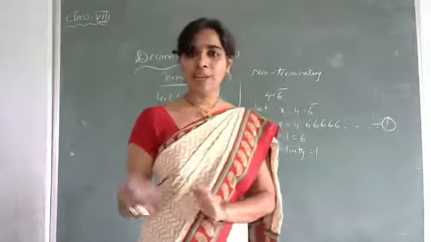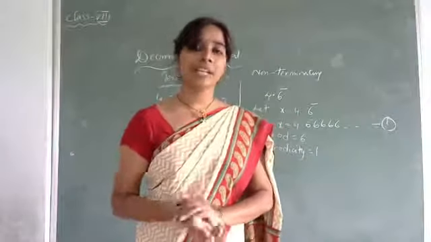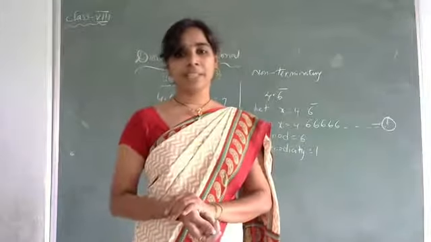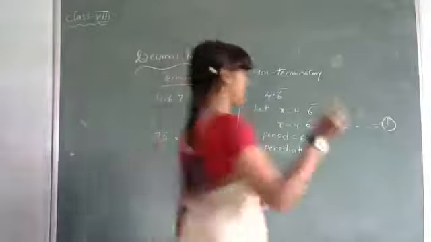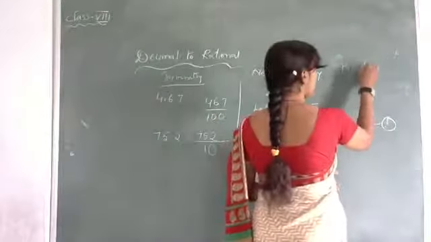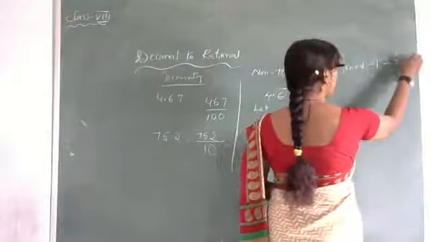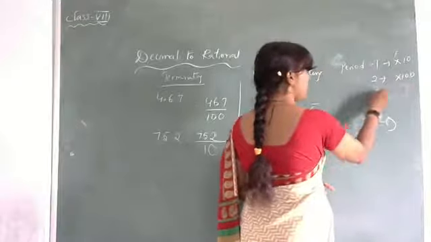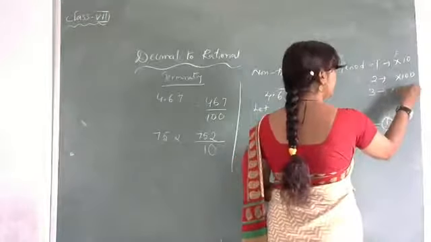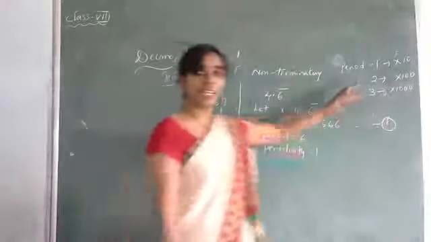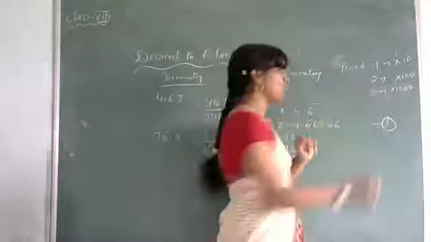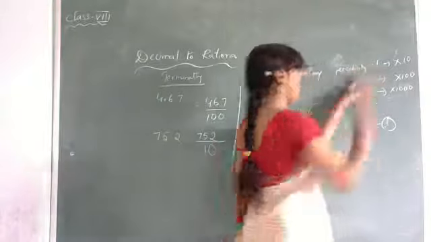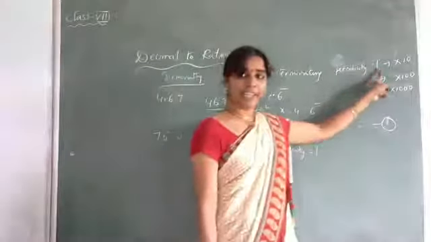If the periodicity is 2, we have to multiply the equation with 100. If the periodicity is 3, we have to multiply the equation with 1000. If periodicity is 1, we have to multiply with 10. If it is 2, we have to multiply with 100. If it is 3, we have to multiply with 1000. This one we have to remember, children. If periodicity is 1, we have to multiply the equation with 10.